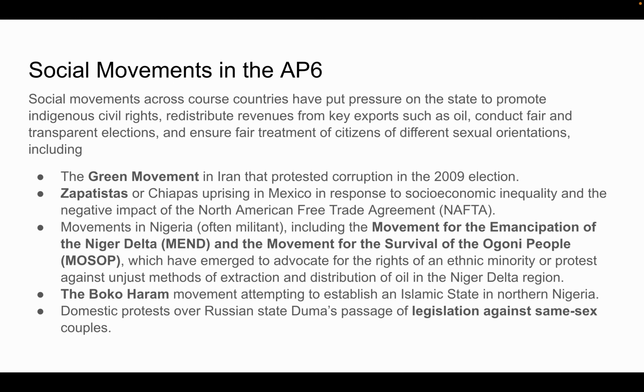Now let's take a look at the social movements in the AP6. Movements across the countries have put pressure on the state to promote indigenous civil rights, redistribute revenues from key exports such as oil, conduct fair and transparent elections, and to ensure fair treatment of citizens of different sexual orientations. So let's dig into this.